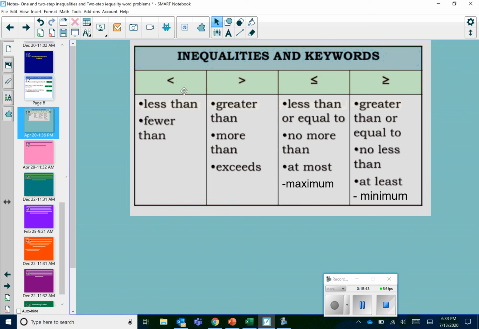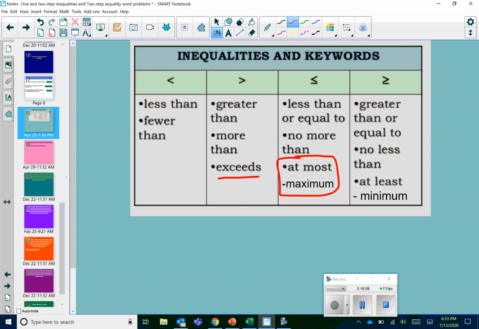So here with less than, we've got less than or fewer than. And then for greater than, you have more than or exceeds. Exceeds is a good one. You might see less than or equal to, no more than, at most, and maximum. I'm going to put a little box around these. Those are very common words that we see in inequality word problems.